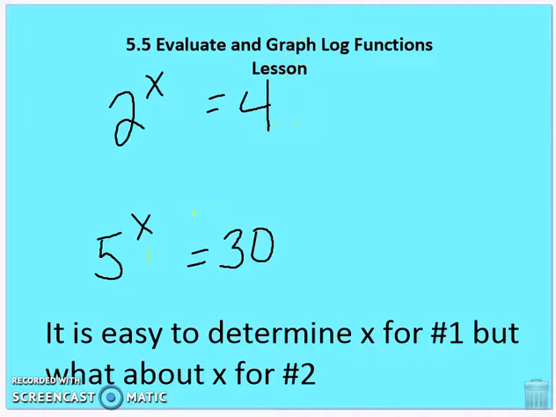You're going to need to use logs in order to find the value of this unknown as an exponent, when the answer is not so intuitive. The other purpose for logs is to be able to evaluate fairly large numbers, and we'll do some of that practice when we get to the later chapters.